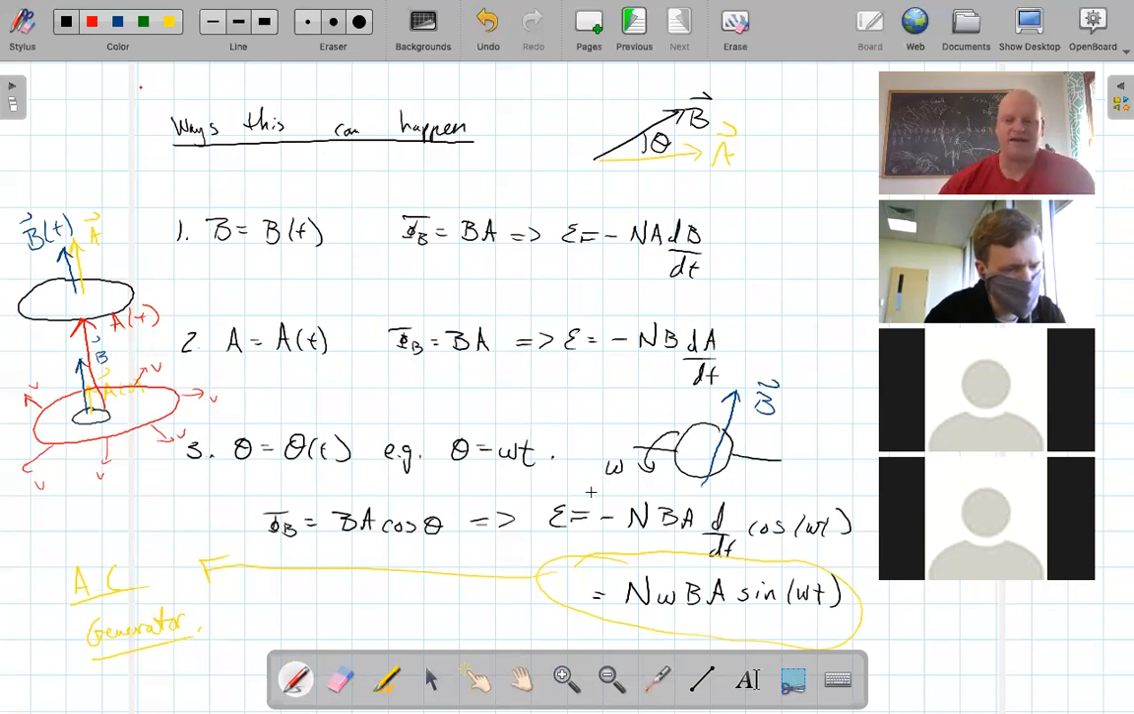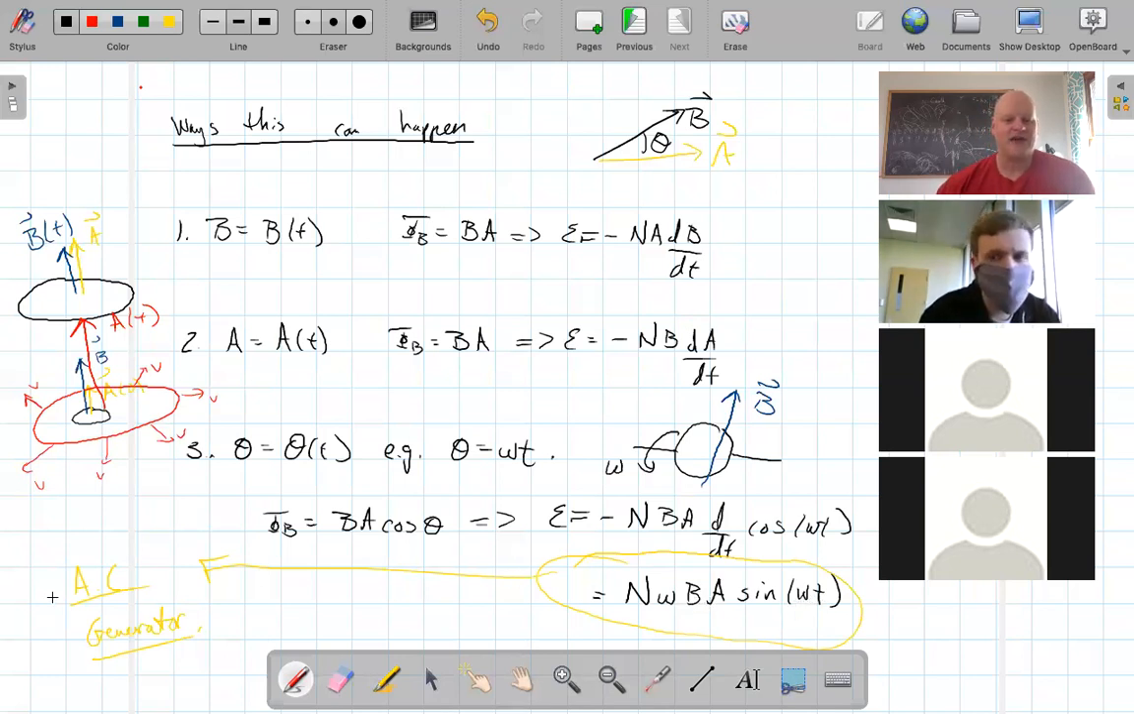So what that means is, if the magnetic field is spatially constant and the area is spatially constant, then the flux in this case is B times A times cosine of the angle between the two, which means for my EMF, I would just take the derivative of the cosine term. So the omega would come out. So this would then be equal to N times the angular frequency times the magnetic field times area times sine of the angular frequency times time.